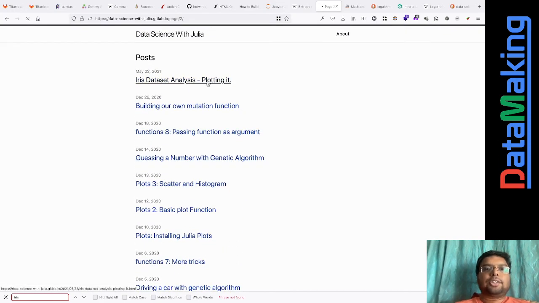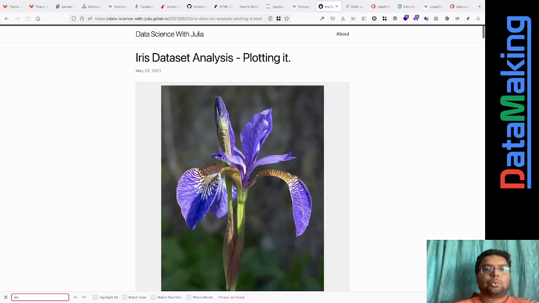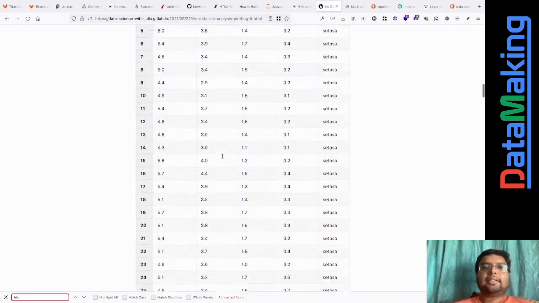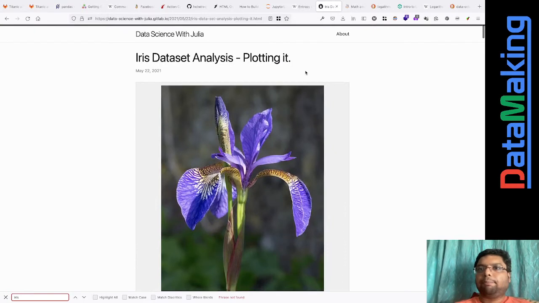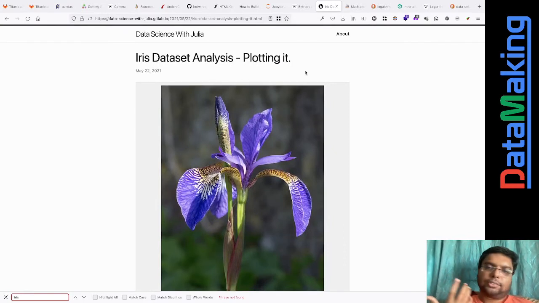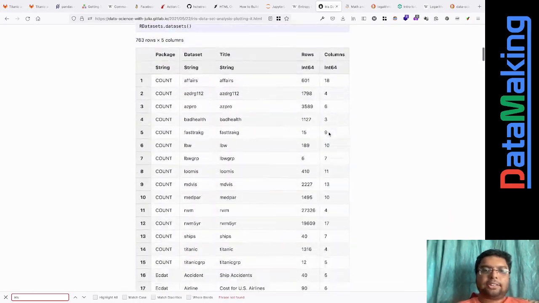Iris data analysis. So we'll be analyzing this data set, and then we'll move on to decision trees and all those stuff. So that's how it is.